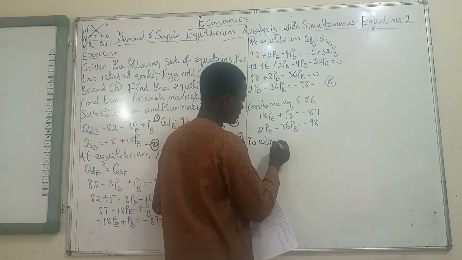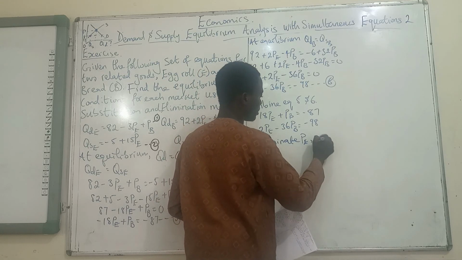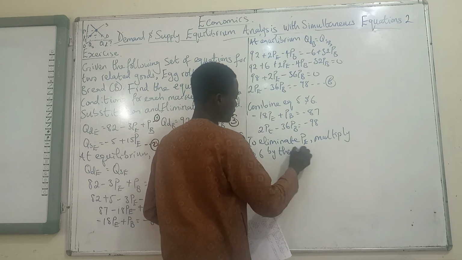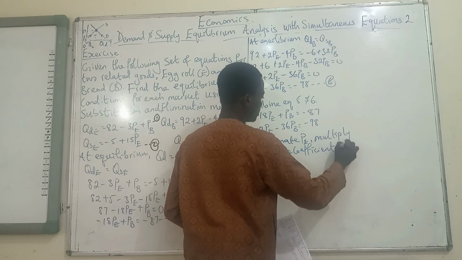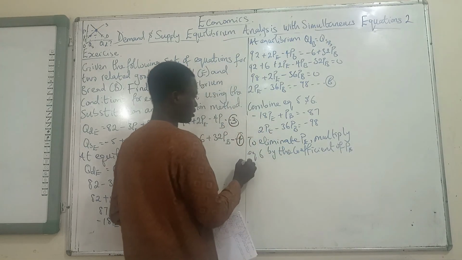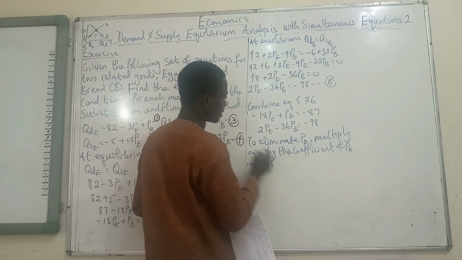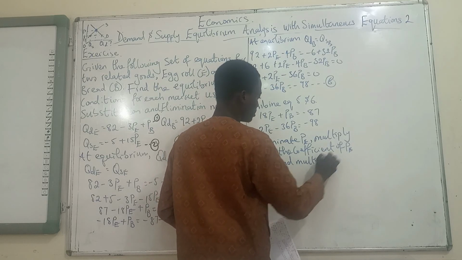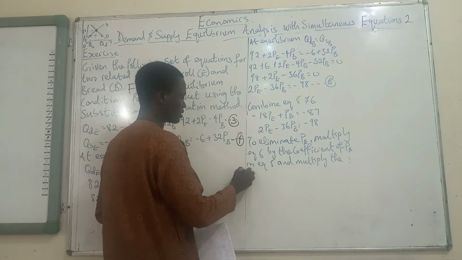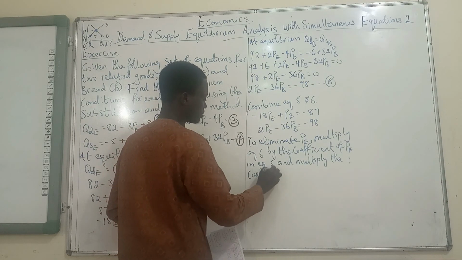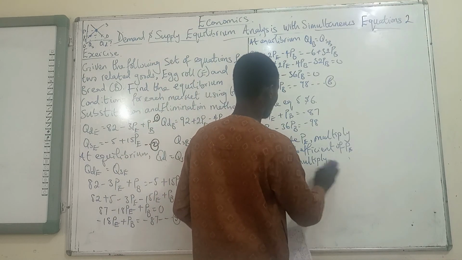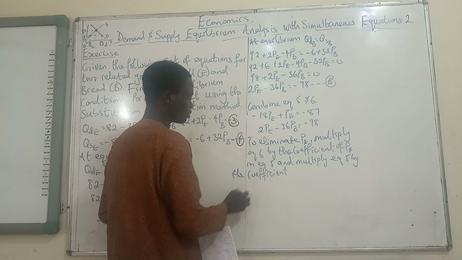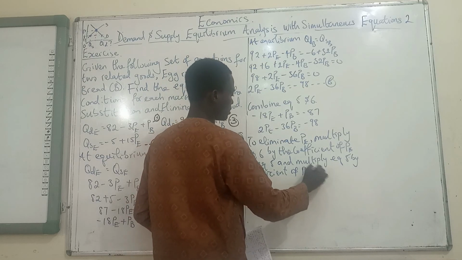To eliminate PE, multiply equation 6 by the coefficient of PE in equation 5, and do likewise. Multiply equation 5 by the coefficient of PE in equation 6.